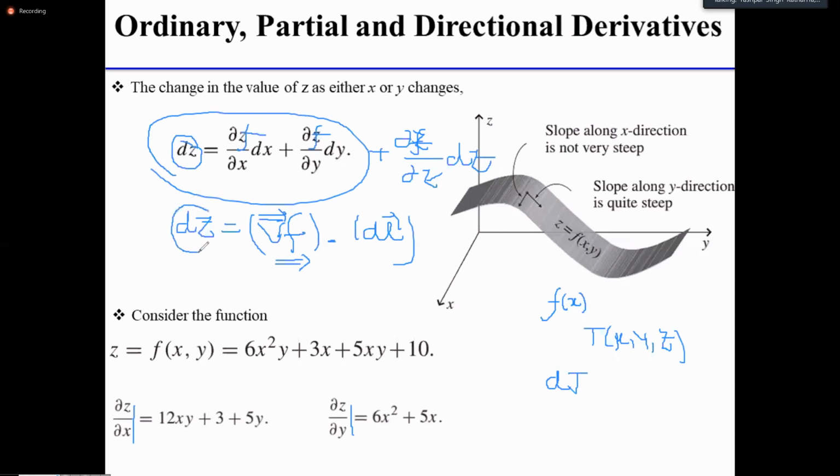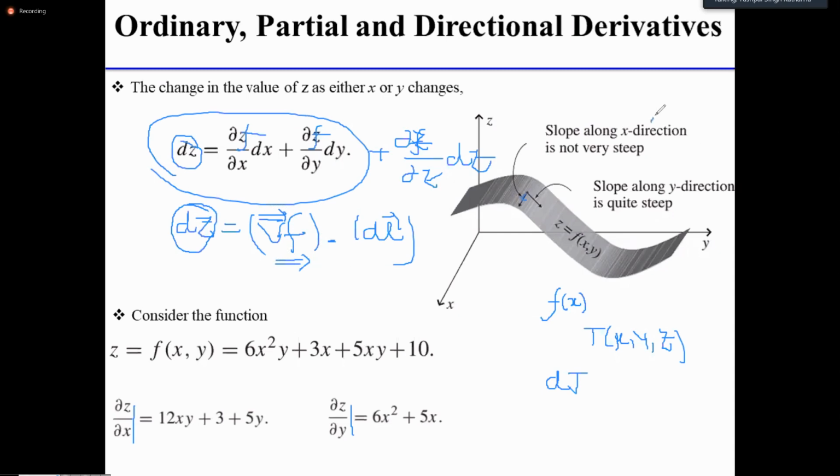Whereas this dz could be any arbitrary change in any arbitrary direction. Okay, so the gradient is rate of change per length. Yes, gradient is also a derivative, but we define it per unit length. So this is defined in the direction in which the maximum change in the function is happening.